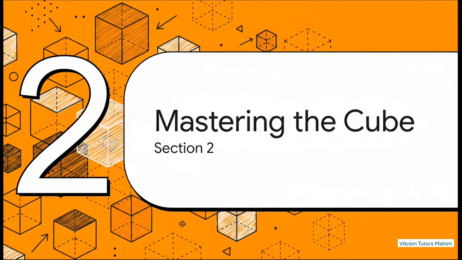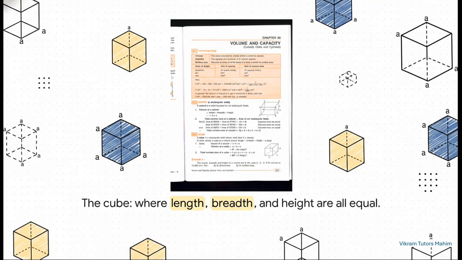All right, let's put this into practice with our very first shape. We're going to start with the simplest, most perfect 3D shape there is, the cube. What makes the cube so great is its perfect symmetry. I mean, its defining feature is that every single edge is the exact same length. Its length, its breadth, and its height are all totally equal. For simplicity, we'll just call that measurement A.